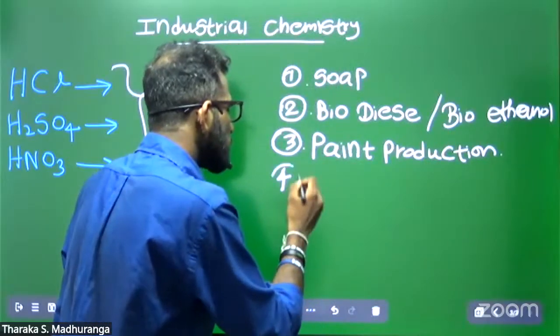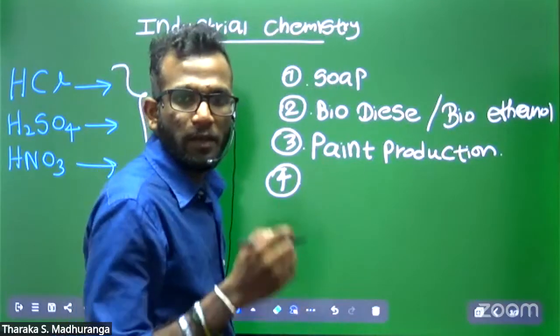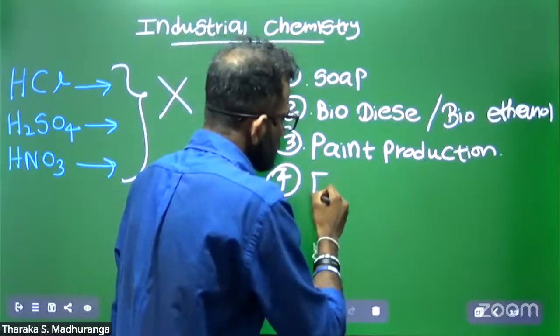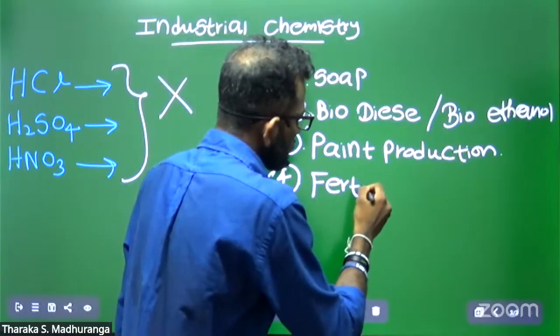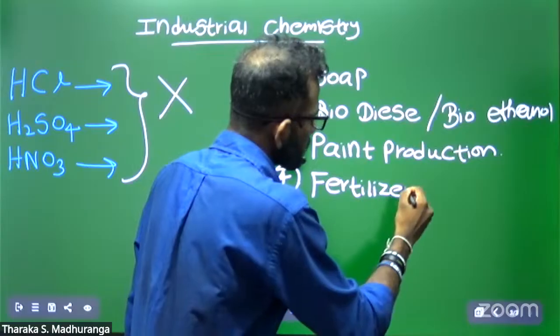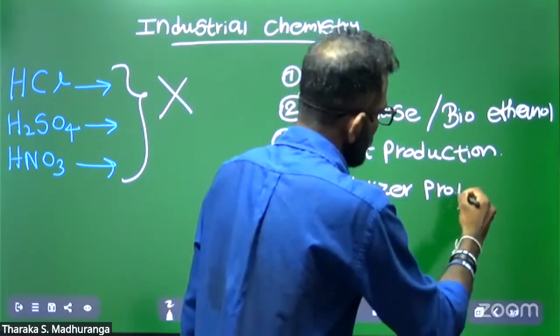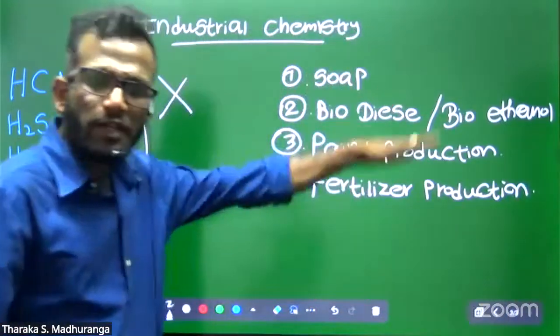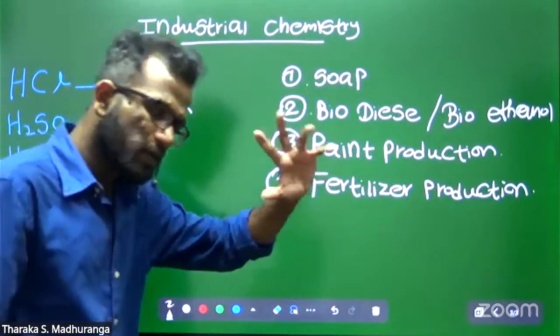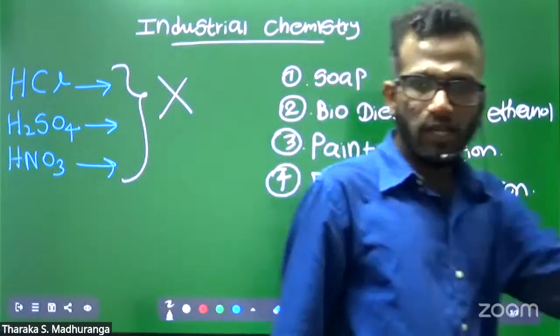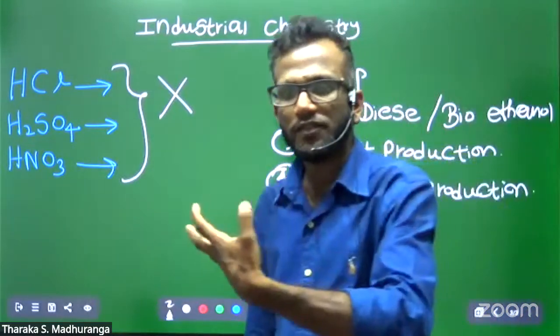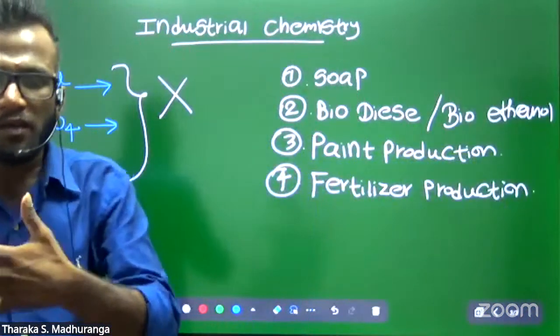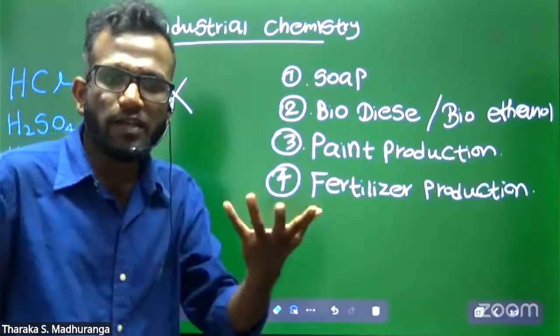The fourth one we discuss is fertilizer production. That's a very interesting part. Fertilizer production we can discuss in the Sri Lankan condition. Fertilizer is one of the most possible chemical industries. Fertilizer, do you know?